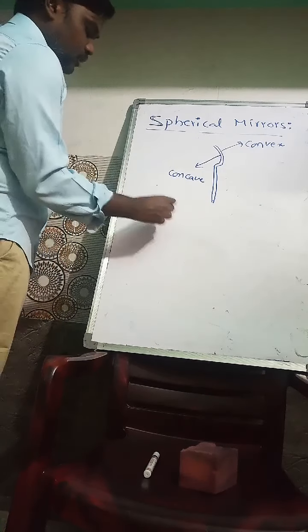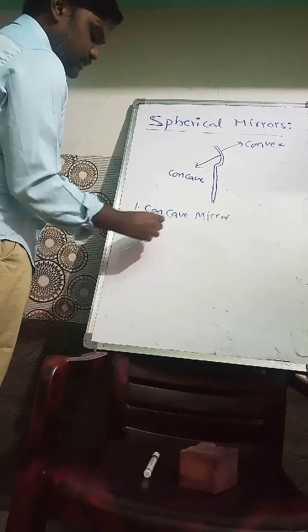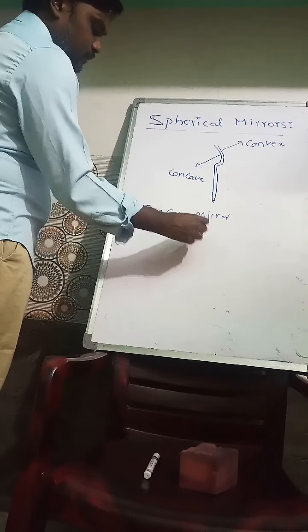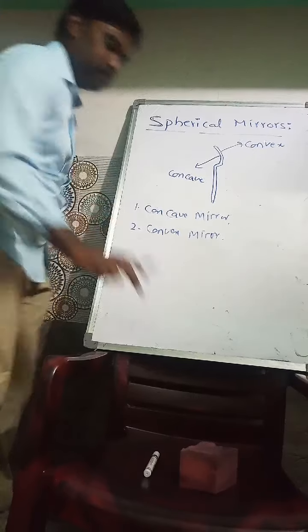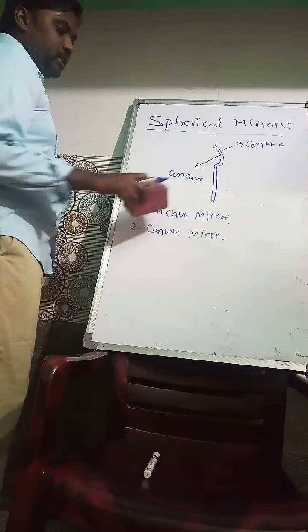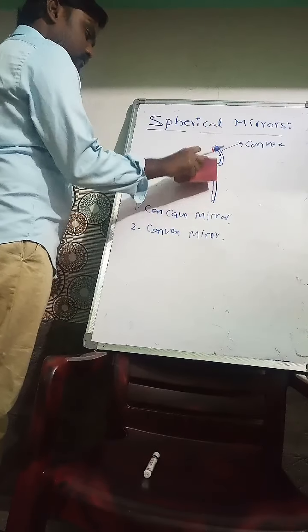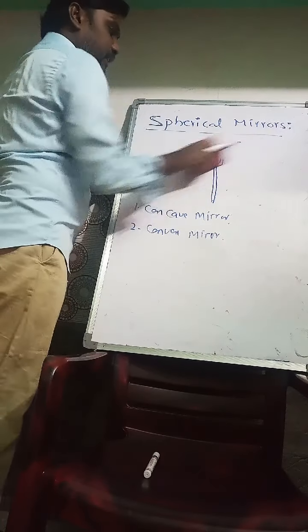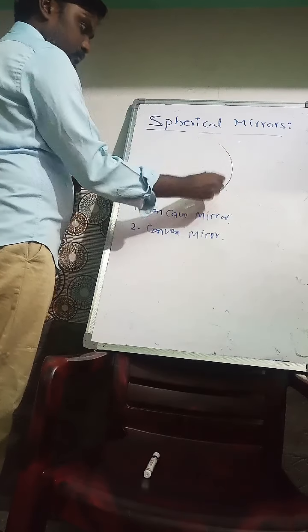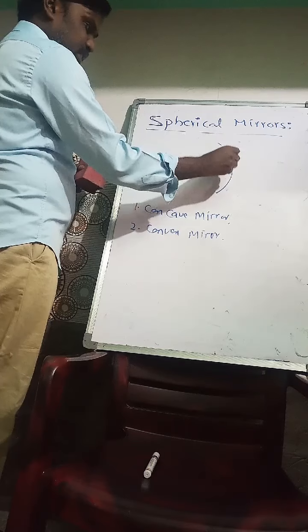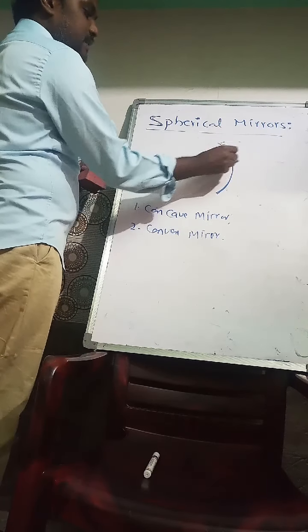There will be two types of spherical mirrors. One is a concave mirror and another one is the convex mirror. I'll give a little bit of introduction about this and then leave you. This is the concave mirror. If you take a mirror with this shape, and the back side is coated.